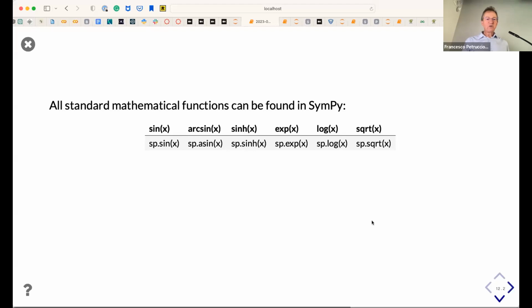Generically, the strategy is, of course, you just add SP in front of the name of the function. Maybe the only ones that are really off the usual norm are the inverse trigonometric functions, where you summarize arcsine with asin, and acos, atan and so on. All the other names are fairly straightforward. You have log x, you have ln x, and you just remember to add the SP in front of it.